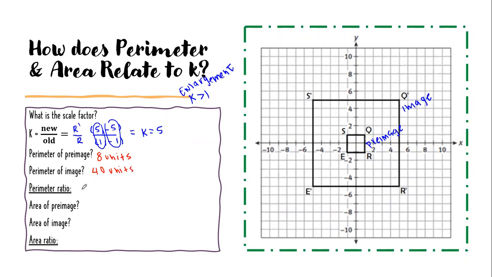So if I did new over old with the perimeter, that'd be image over pre-image, that'll be 40 over 8. So what is 40 divided by 8? 5. So there, bam. The perimeter ratio, if I do new over old, is the same as the what? As the scale factor. They're equal. So the perimeter ratio is the same as the scale factor.